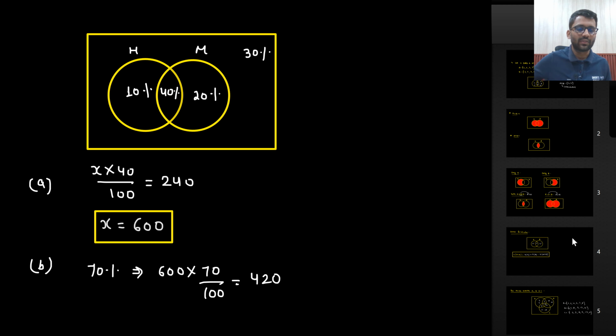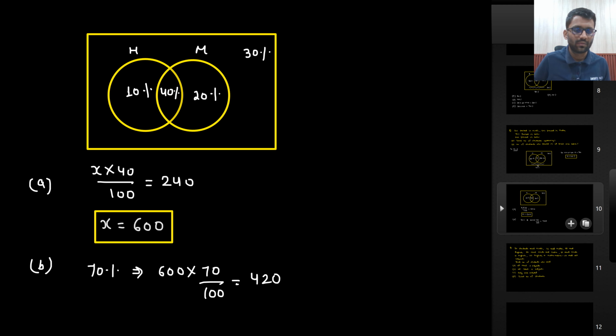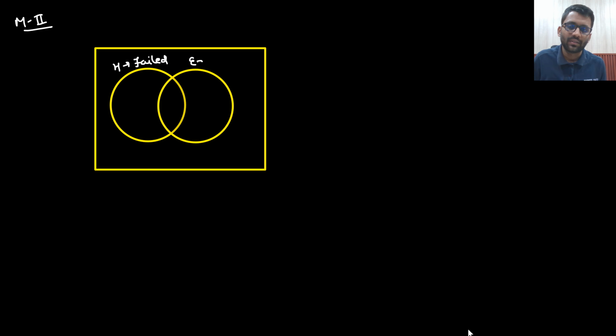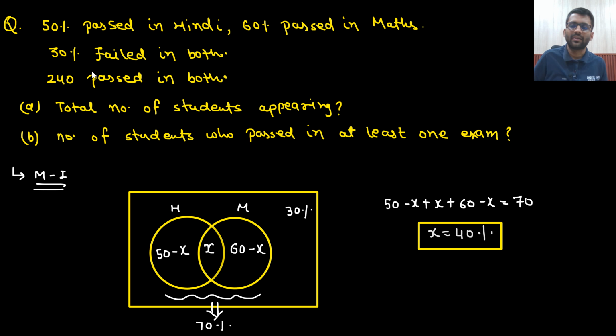Right? Let's solve it with method 2. So in method 2, what I am going to do? I will draw the same Venn diagram, but for the failed students. Here I am drawing for the failed students. Hindi failed and maths failed.